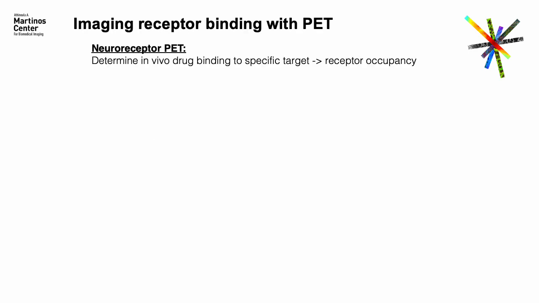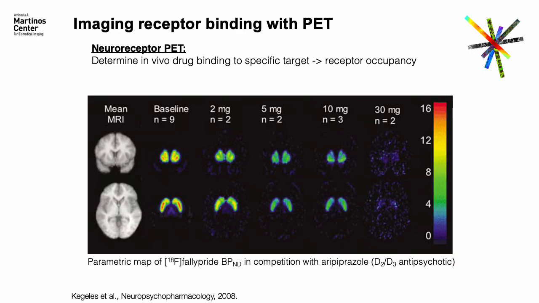Neuroreceptor PET imaging is the gold standard for determining in vivo drug binding to a specific target. In this figure, you can see parametric maps of a dopamine D2, D3 receptor-specific radiotracer during the administration of different doses of an antipsychotic drug. And as the dose increases, occupancy measured by PET also increases.